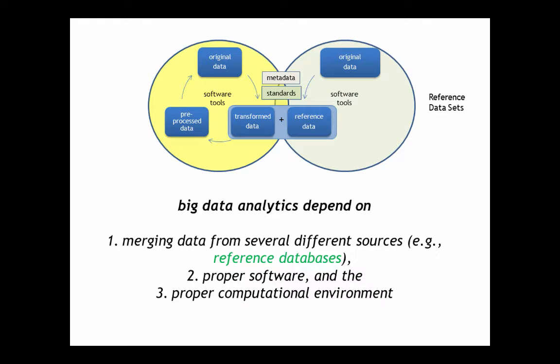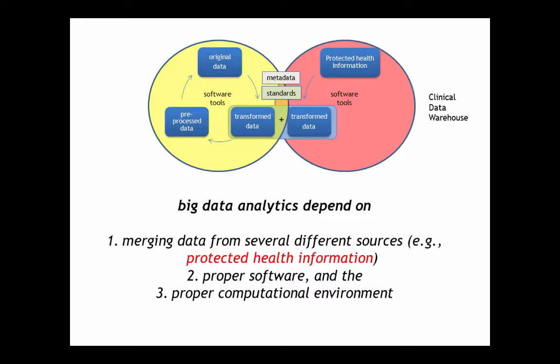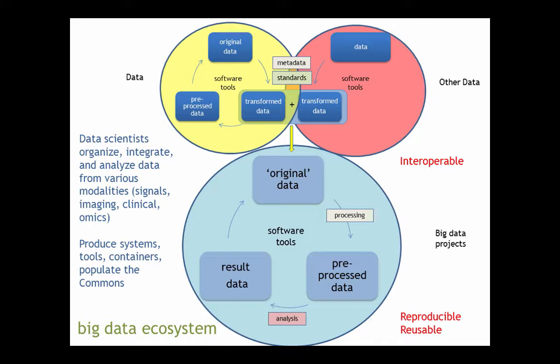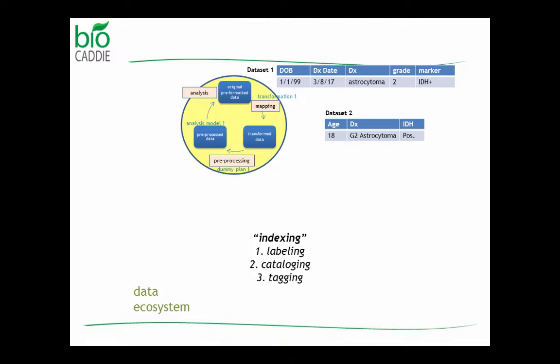So I'll just go quickly. Big data analytics depends on merging data from several sources, using proper software and proper computational environment, cloud in most cases. And when you have clinical data or clinical trials data with human subjects, you have additional levels of protection that are needed. And then we have to organize this original data process and create new data. So it's a big ecosystem, and everything needs to be interoperable, reproducible, reusable, in addition to being findable and accessible.